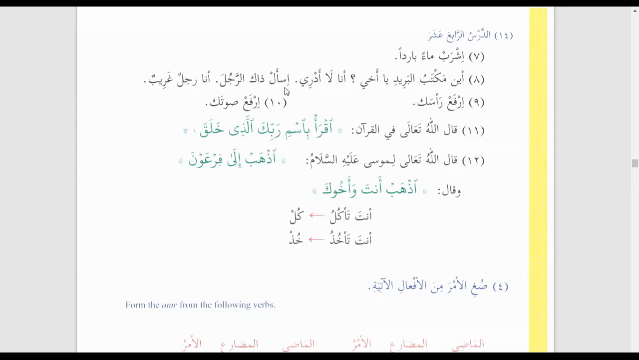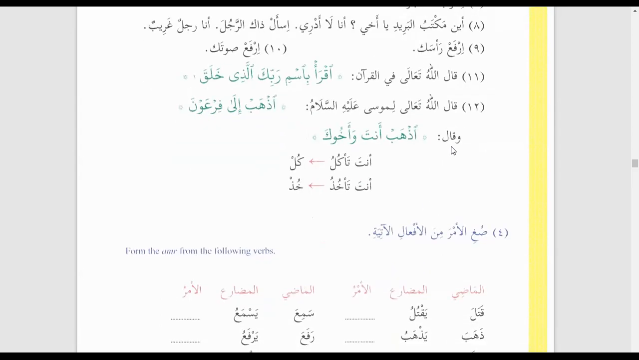So it has two imperatives, okay? Next we have, okay, قال الله تعالى في القرآن اقرأ باسم ربك الذي خلق. And then we have قال الله تعالى لموسى عليه السلام اذهب إلى فرعون. Fir'aun is partially flexible, a non-Arabic name, so that's why it is فرعون. اذهب إلى فرعون. Go to Fir'aun.